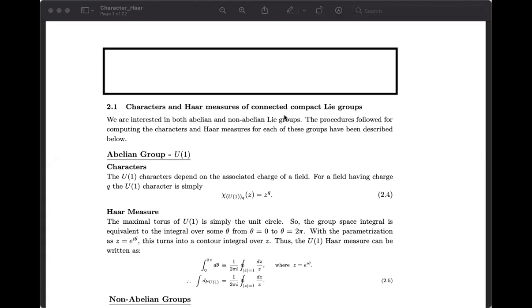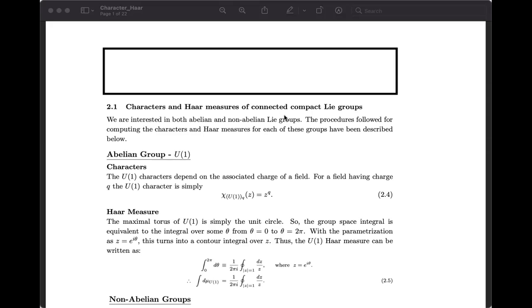So today I'll start the discussion on these characters and Haar measures. First we discuss how to calculate the characters and Haar measures corresponding to the connected compact Lie groups, and of course we'll also discuss the similar thing for the non-compact group, specifically for the Lorentz group, but that will need a different kind of understanding, and so that will come later in this discussion.